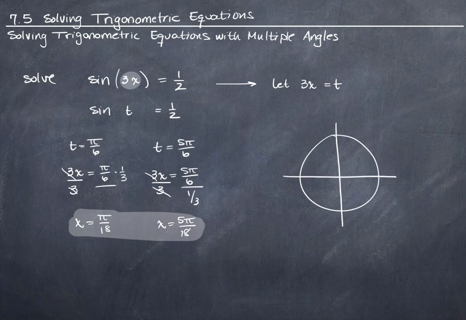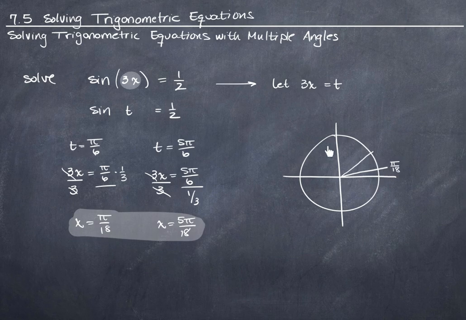Pi over 18, where would that be? It's really small. Pi over 6 is about there. Pi over 18 is a third of that. So we're going to call this pi over 18. And if this is my first principal solution and I say plus 2 pi k, then I have to go all the way around here to get to a coterminal solution.